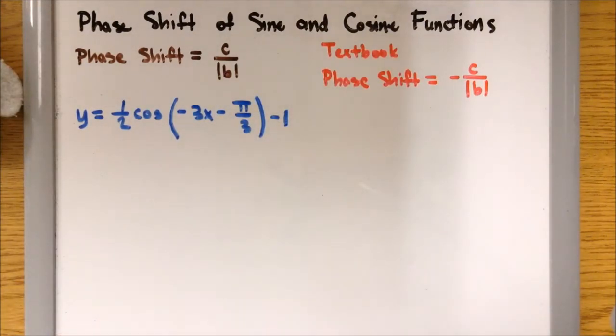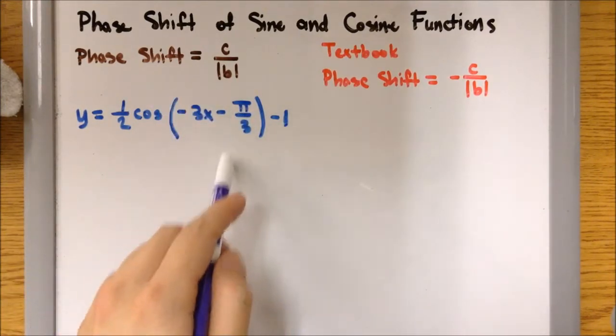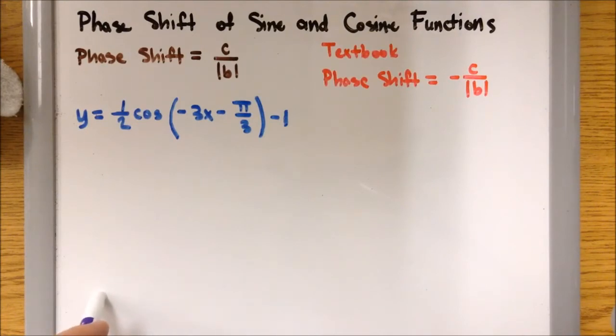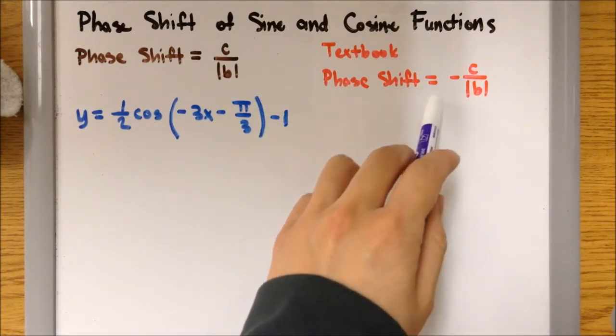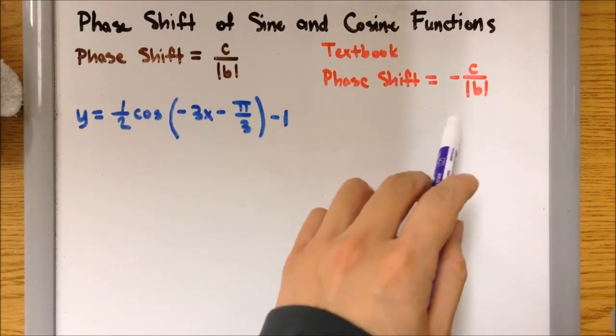into transformations. Up, down, left, right, vertical, horizontal, dilation, stretch or compress, and then reflected across the x-axis and reflected across the y-axis. The c value, once we get the c value, then that's going to play into where it's going to move either left or right. Now, the textbook phase shift is equal to negative c over the absolute value of b.